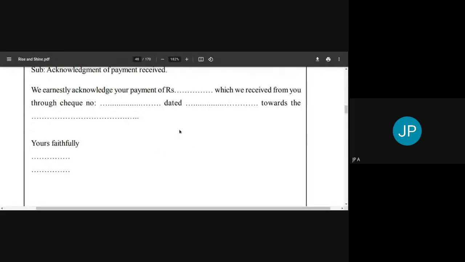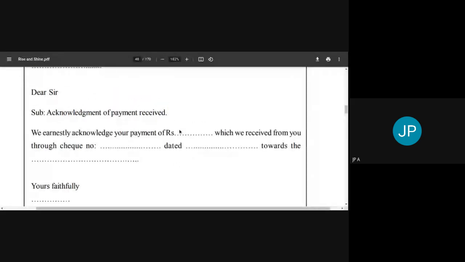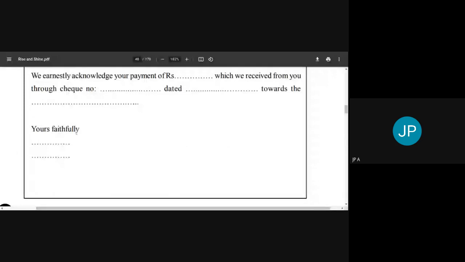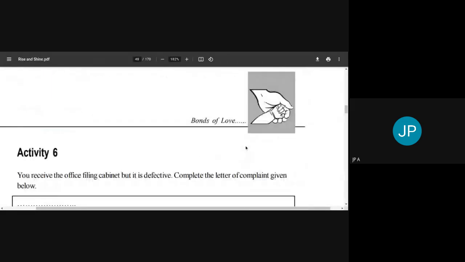So we have now completed the main part of the letter. Then after yours faithfully, we should remember to put a comma. There is no comma here. You have to put a comma after yours faithfully. And below yours faithfully, we have the signature and name. So now we have dealt with two kinds of official letters. One is an order letter. The next is an acknowledgement letter.